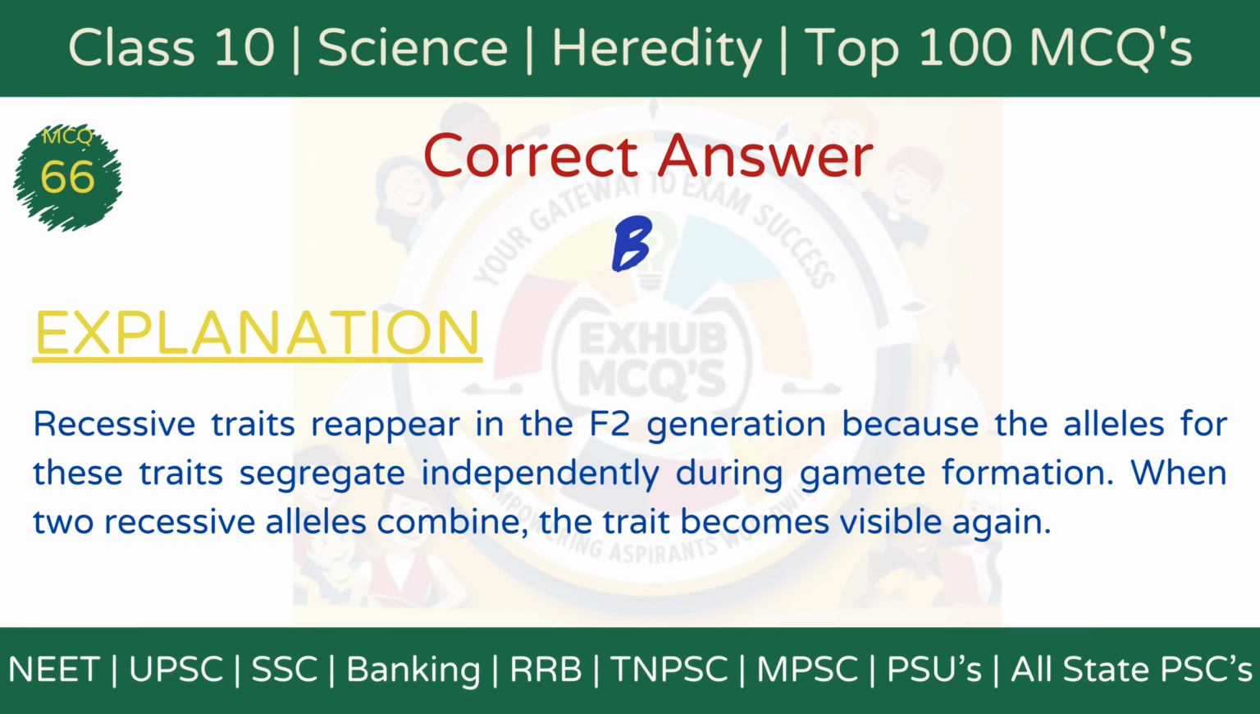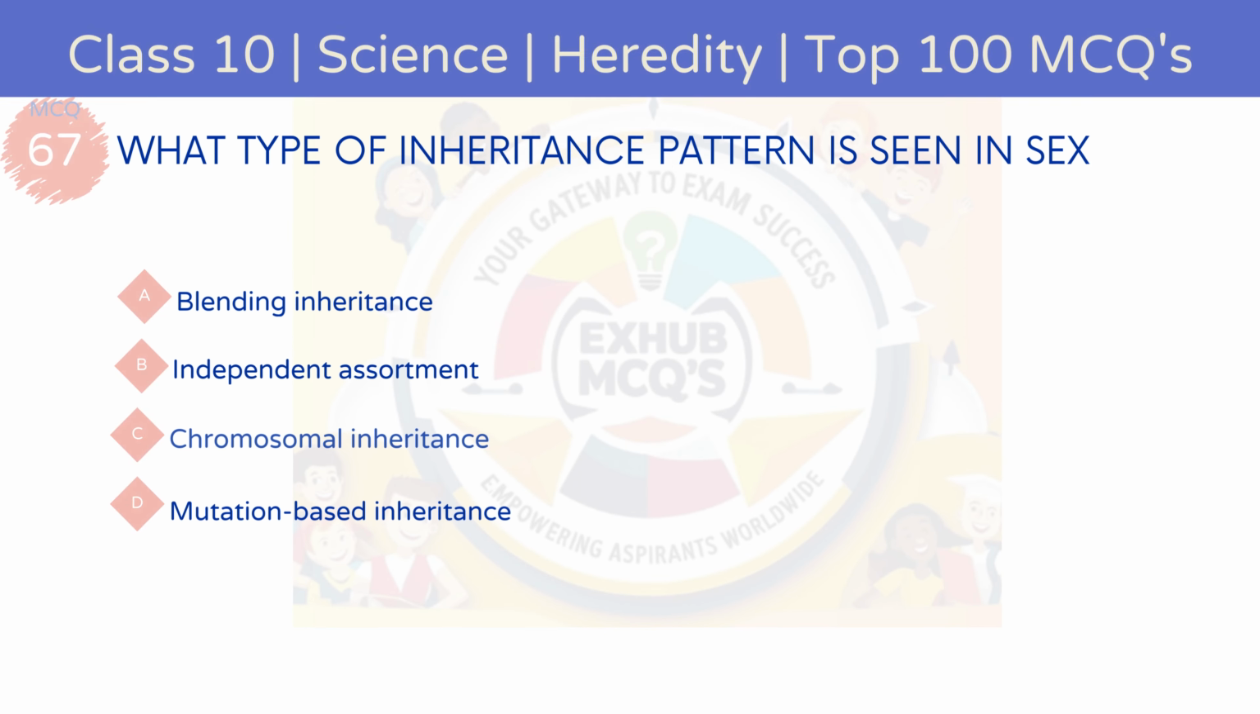The correct answer is option B, recessive alleles segregate. Explanation. Recessive traits reappear in the F2 generation because the alleles for these traits segregate independently during gamete formation. When two recessive alleles combine, the trait becomes visible again.